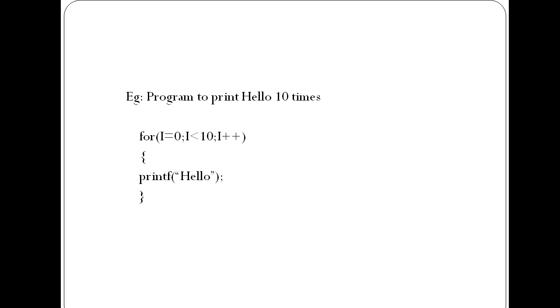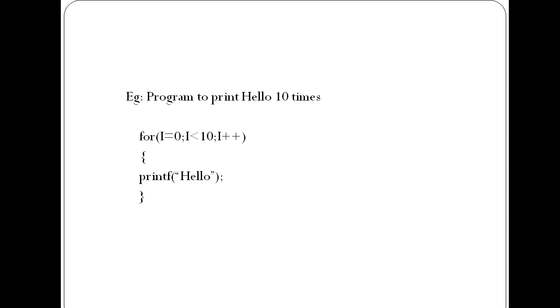So how does this for loop execute? When the control comes here, initially I will be initialized as 0. Then it checks for the condition. Yes, 0 is less than 10. Then execute all the statements that are inside this for loop, that is printf hello. The hello is printed on the screen. And then there will be an incrementation of the value of I. So I becomes 1, and there won't be any further initialization.